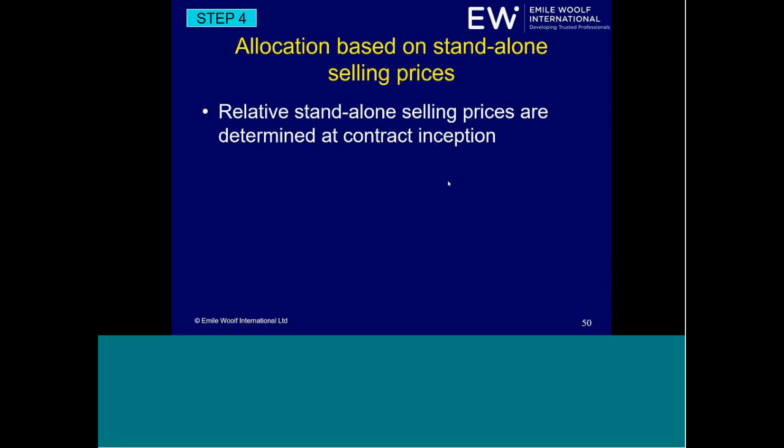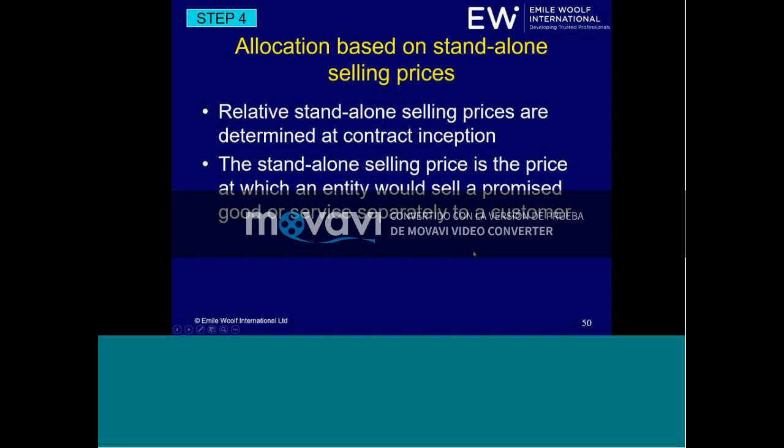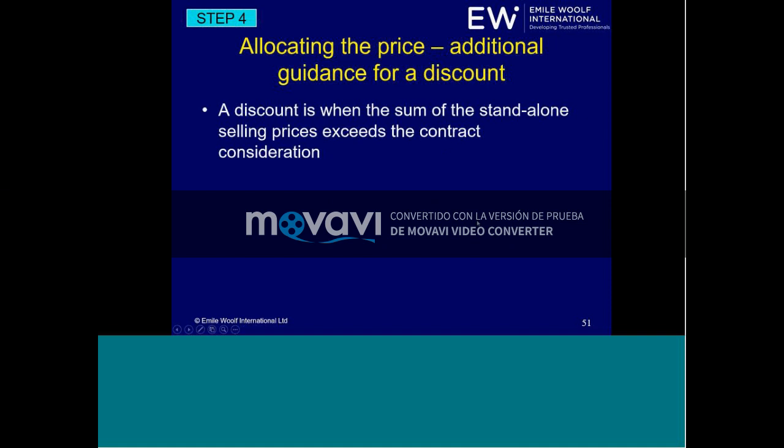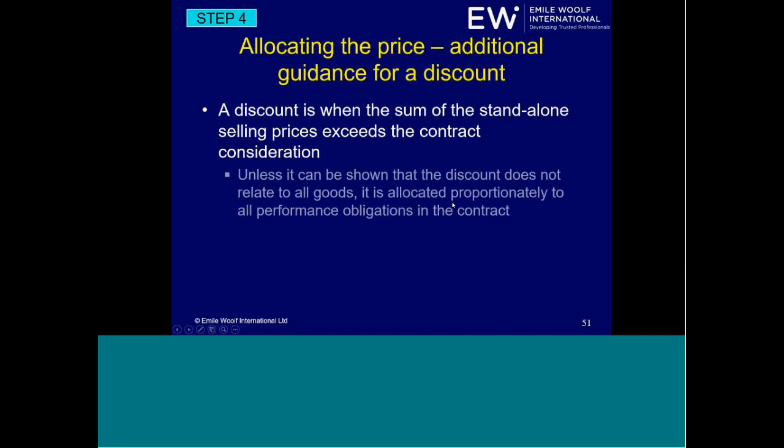Now, when there's a discount, an aspect of variable consideration then, a discount is defined as when the sum of the standalone prices exceeds the contract price. Unless you can show that the discount is specifically related to just one item, then you have to assume that it relates to all of the goods.